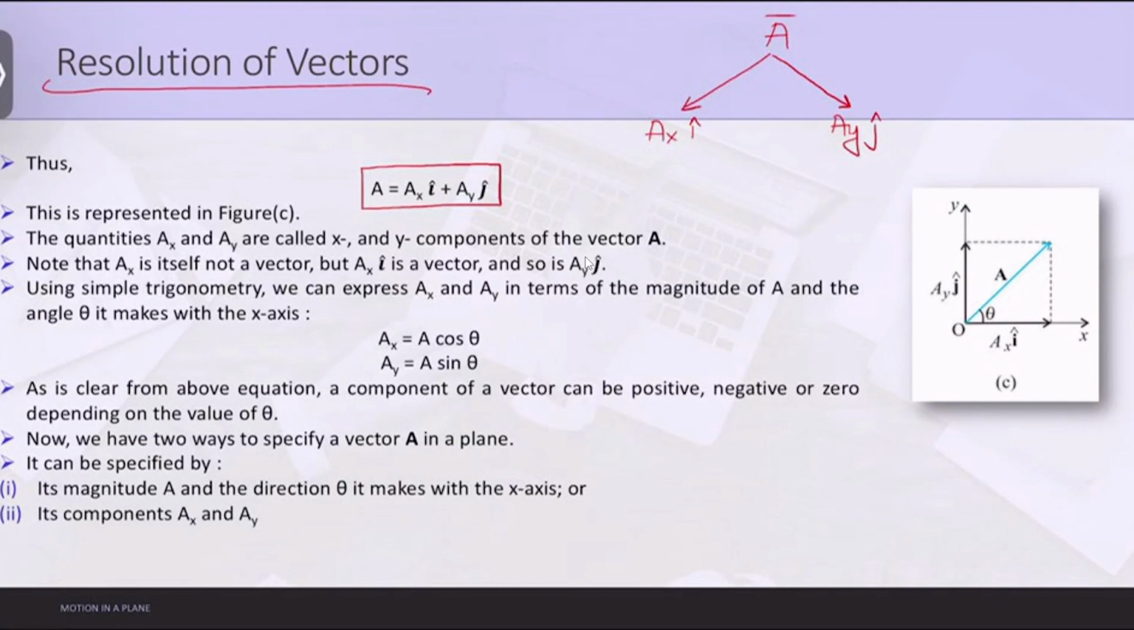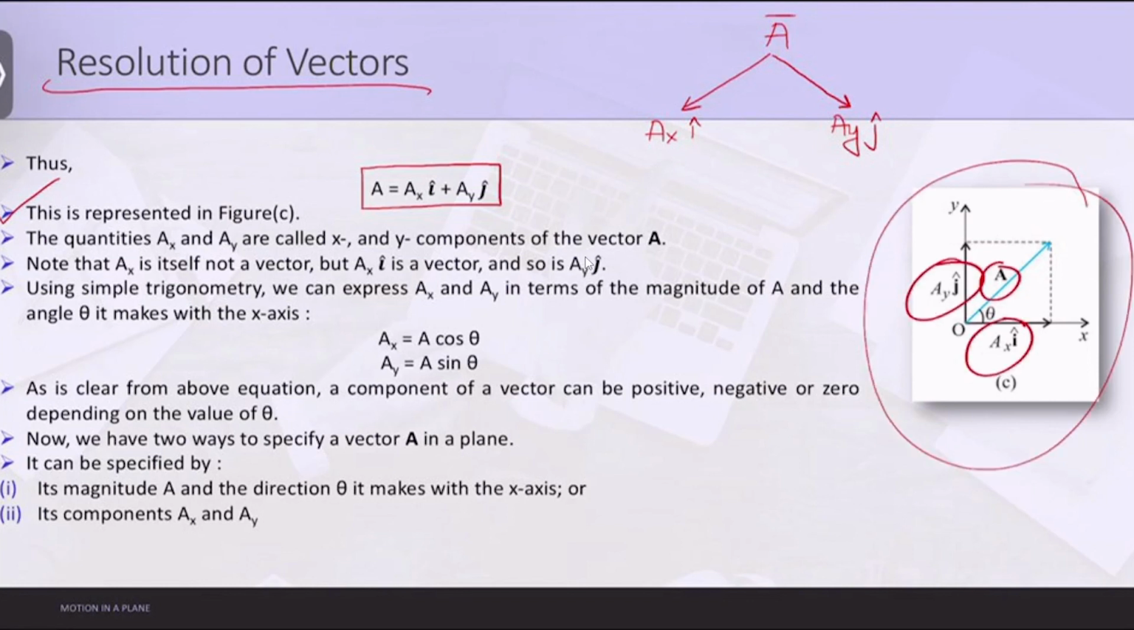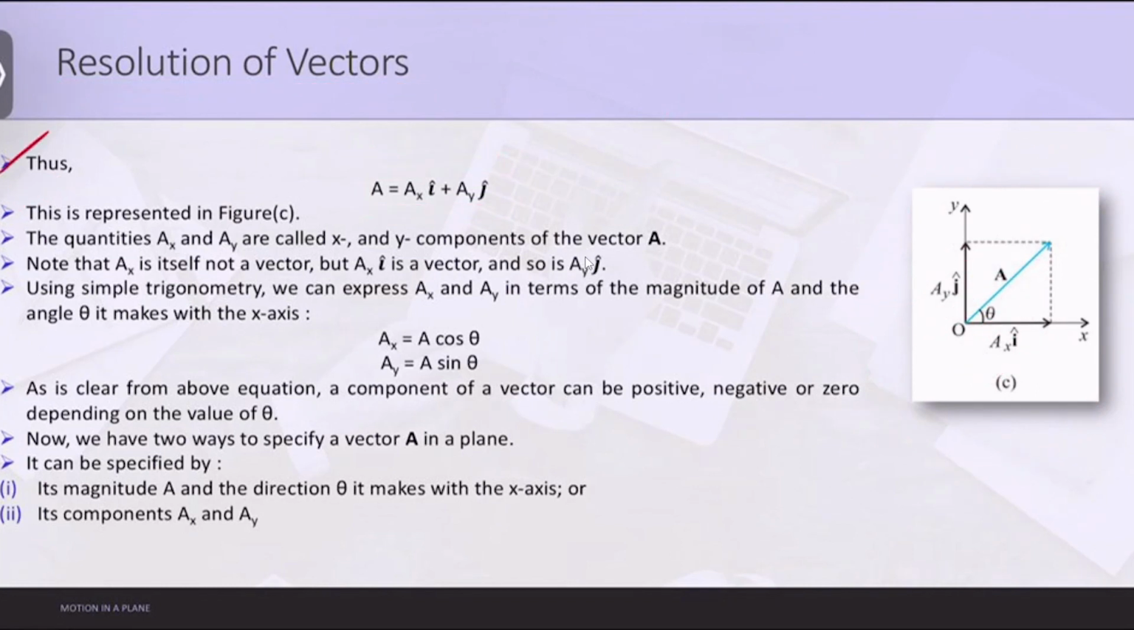Okay, let's move on. This is represented in figure C. As you can see, A is nothing but AX I cap plus AY J cap. The quantities AX and AY are called the X and Y components of the vector A. This is just the theoretical part: the AX value is called the X component and the AY value is called the Y component. Later we will understand how to calculate it, and then the addition of vectors by the analytical method.